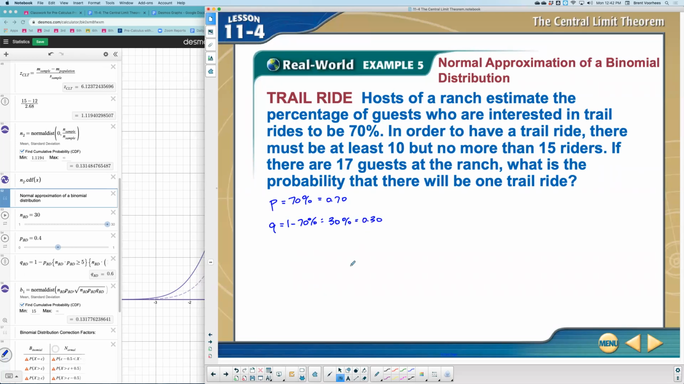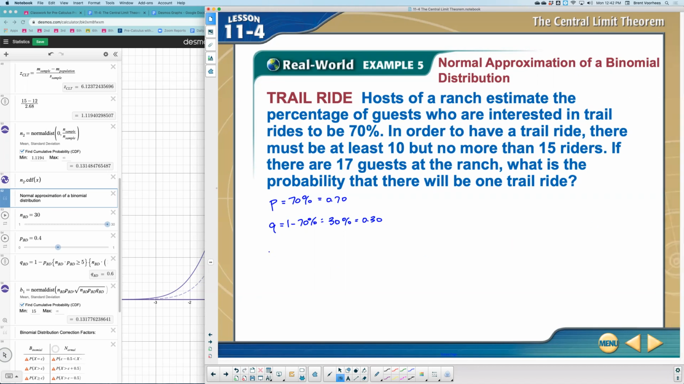It says, in order to have a trail ride, there must be at least 10, but no more than 15 riders. If there are 17 guests at the ranch, what is the probability that there will be one trail ride? Okay, so we need to come up with, out of these numbers, which one is our sample and so on. How many guests are there? The answer is there's 17 guests.